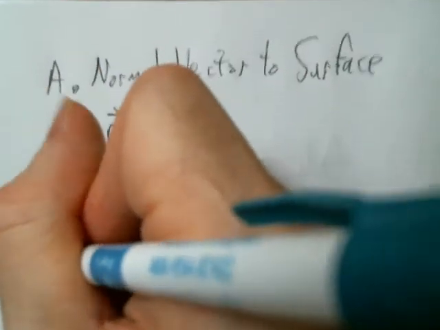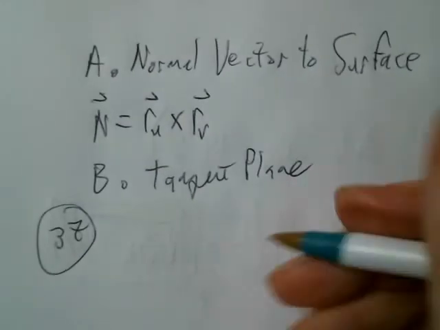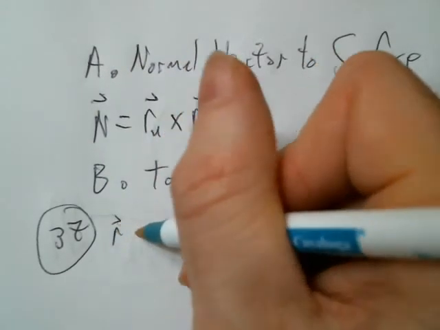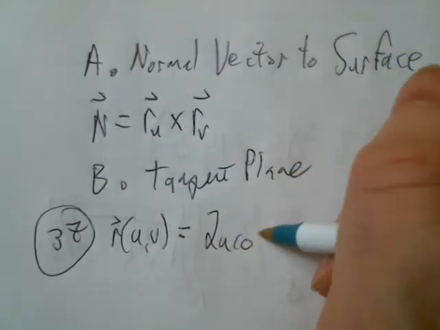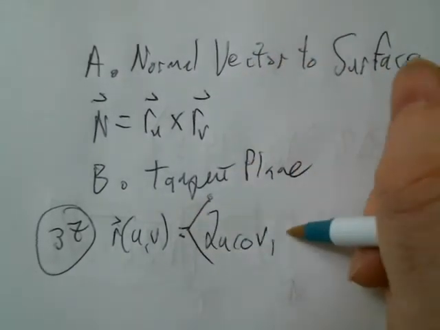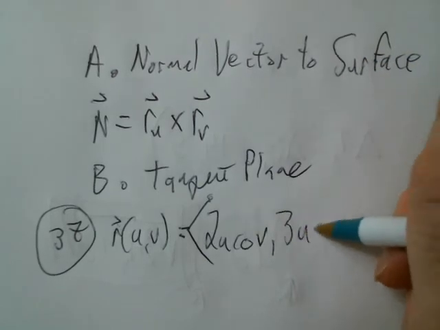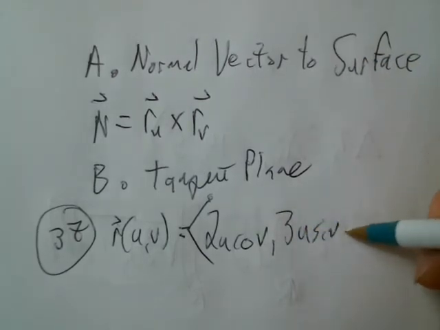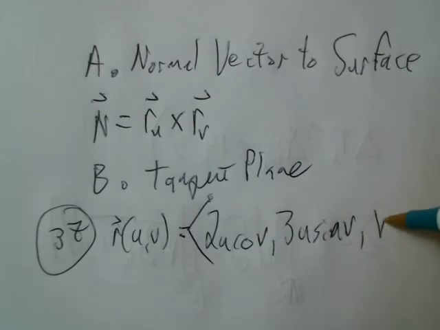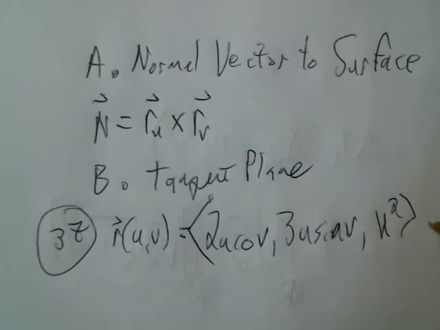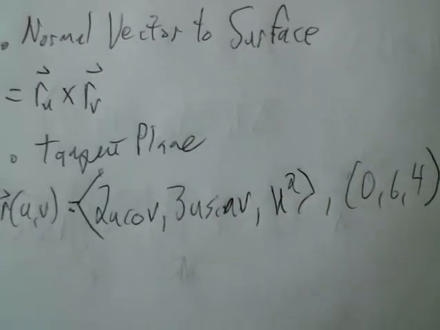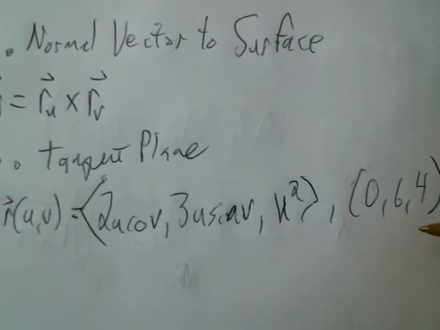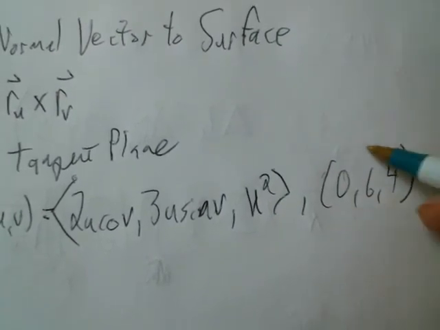we can actually do one of those. So let's look at number 37. And we have r of u comma v equals 2u cosine v, comma 3u sine v, comma u squared. And we want to know the equation of the tangent plane at the point (0, 6, 4). Okay. All right. One thing we will need then is the u and v that give us these values.